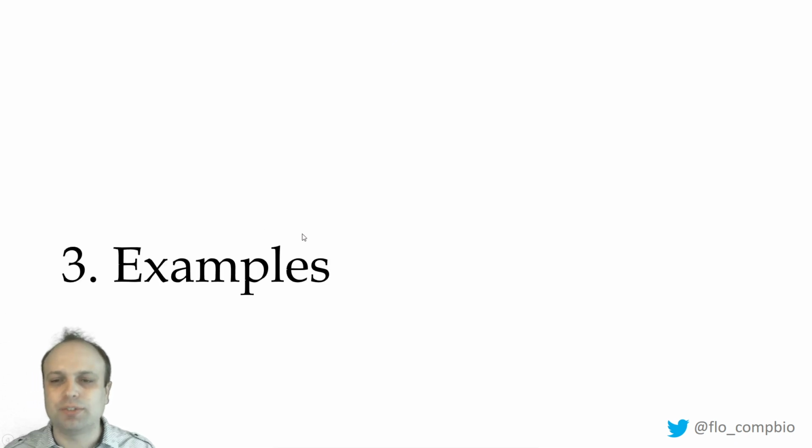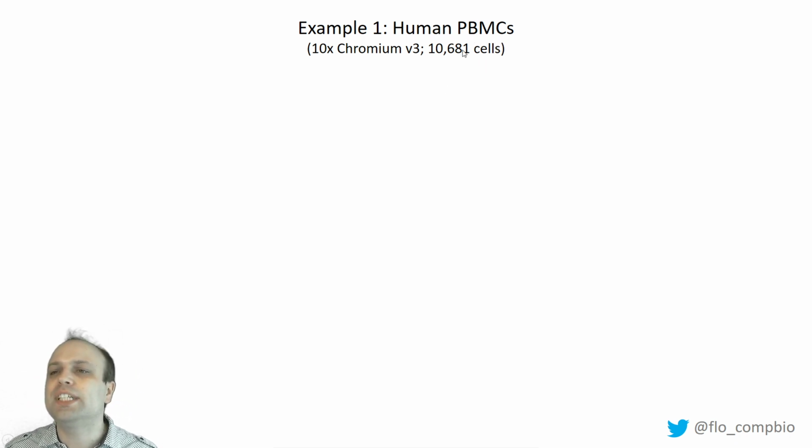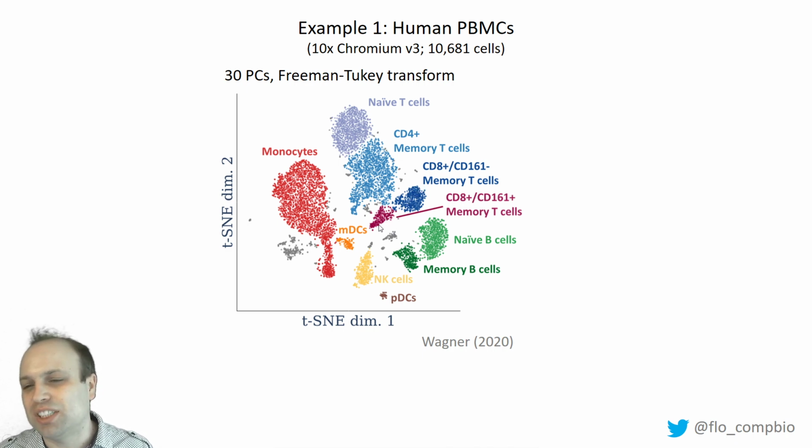So I wanted to show you some examples. The first example is the one I've been showing before. It's this human PBMC data set. It has 10,000 cells. It's from the 10x website, a Chromium version 3 protocol. This is the result that you get from t-SNE after using 30 principal components and a Freeman-Tukey transform, the square root based transform. And you have to kind of believe me that these annotations are sensible. But I think they're fairly good. It's the best I can do, at least right now.